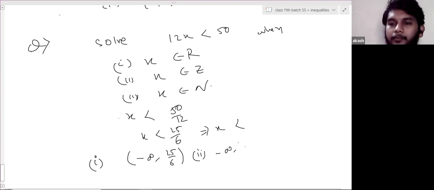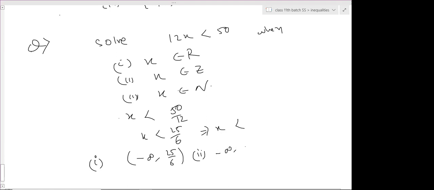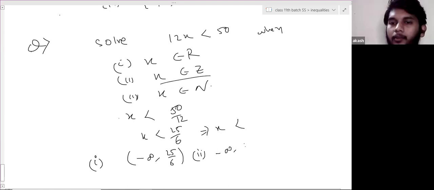Yes or no, Iram? Yes. Because x is an integer. So we have to write, this is, we can write 4.25. So minus infinity. Fahad, what can we write? The solution?